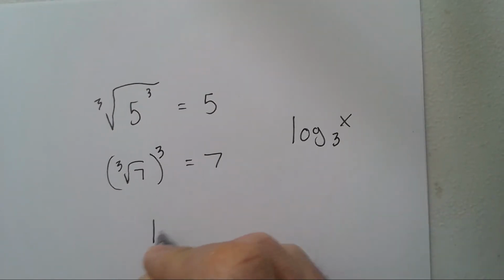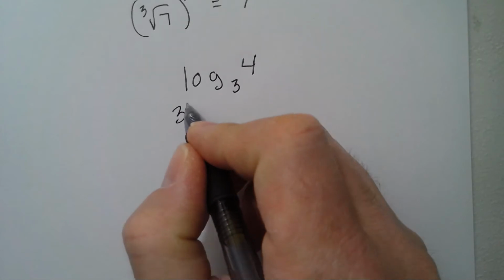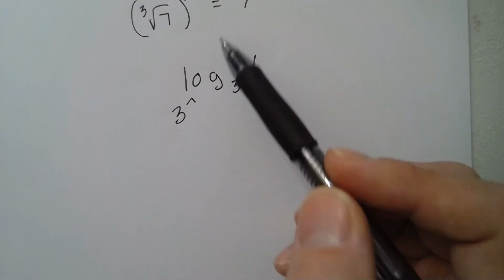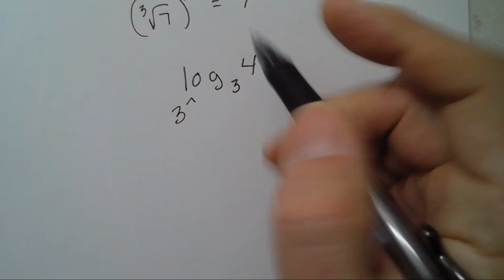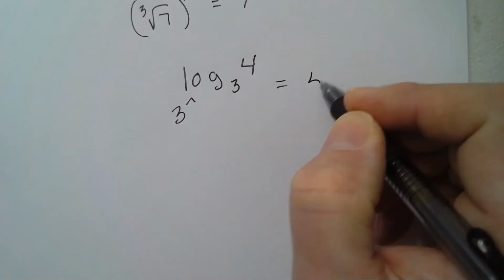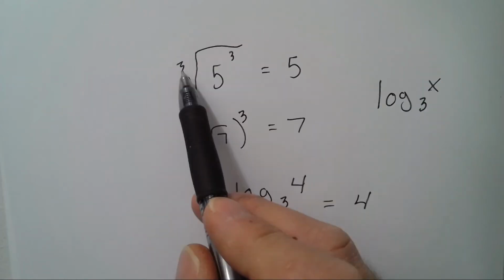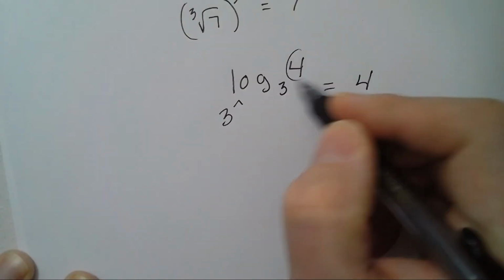So if I had the log of 4 base 3, and I wanted to undo the log base 3, you could do 3 to the power of it, because that's the opposite. The log base 3 and 3 to the power are inverses of each other. So the 3 to the power gets rid of the log base 3, and we get 4. Just like up here, the cube root and the cube disappear, and you're just left with the stuff inside. Here, you're going to be left with 4.